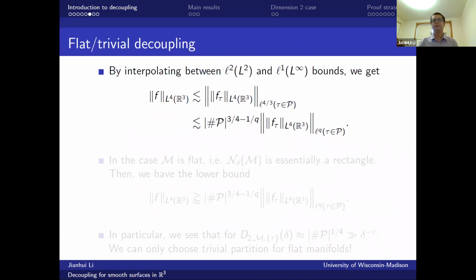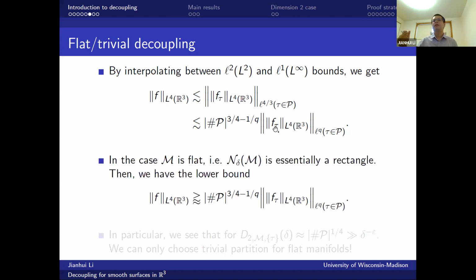Okay, and the last and very important feature I want to mention before talking about the main result is about flat or trivial decoupling. What does that mean? So there are L^p bounds you can get by using Plancherel, which is little L2, big L2 decoupling, and triangle inequalities, which is little L1, big L infinity inequalities. You interpolate it, you get something like this. Okay, note that 4/3 is the dual exponent of 4. And then you apply again the triangle, sorry, the Hölder's inequality, and you get this.